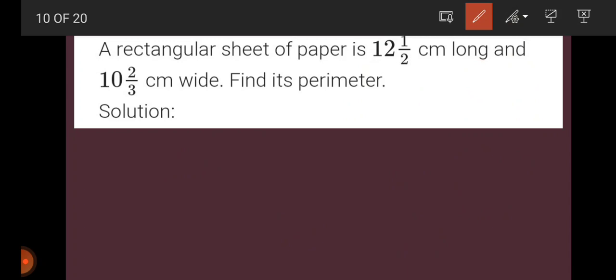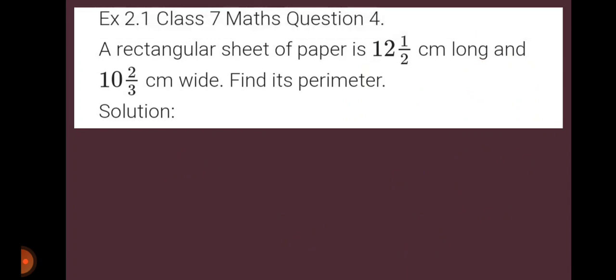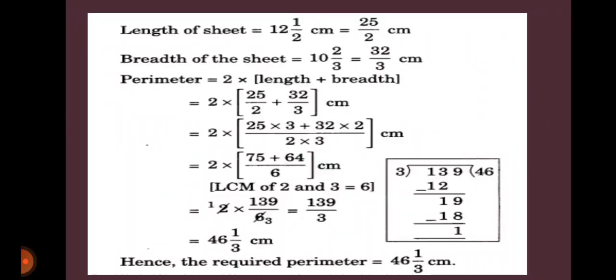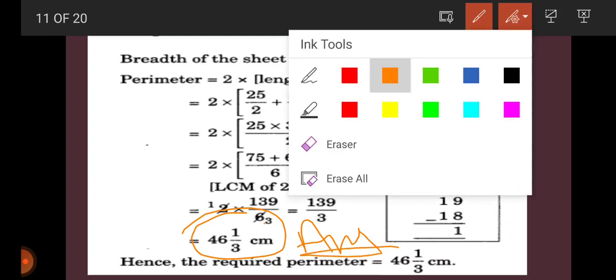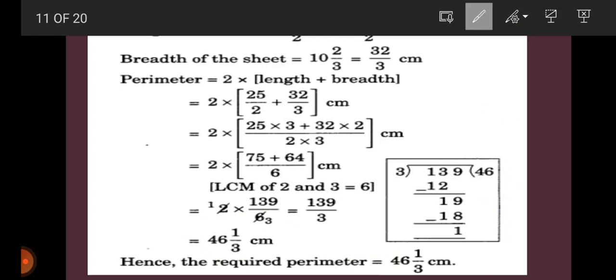Maybe you understand how to do it. Okay, you do this question. Okay, complete. Here it is in this form. I explained to you: 12 plus 18, so 46 and 1 by 3. It is the right answer of this question.